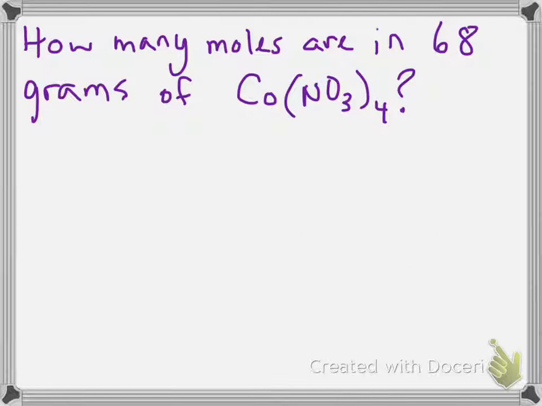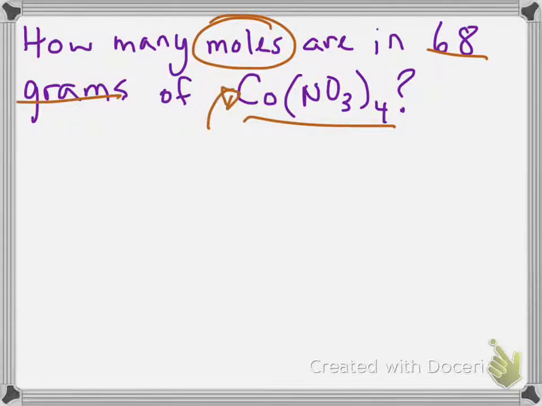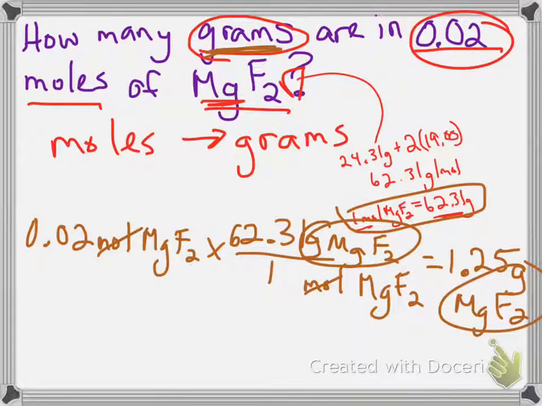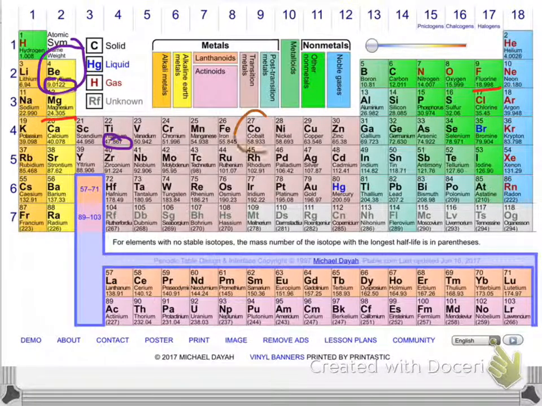How many moles are in 68 grams of cobalt(IV) nitrate? So this time our unknown is moles, and we are given 68 grams of cobalt(IV) nitrate. So our first step is to find the molar mass of cobalt(IV) nitrate. So cobalt is right here. And we have nitrogen and we have oxygen.